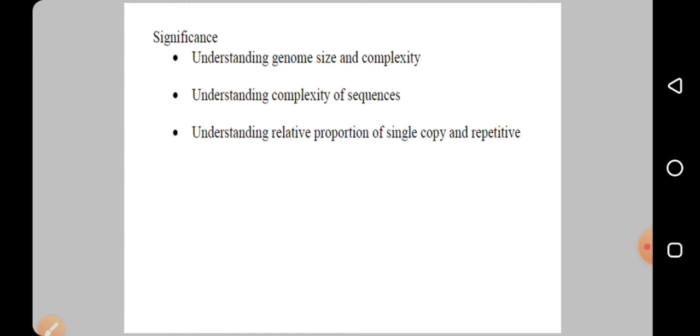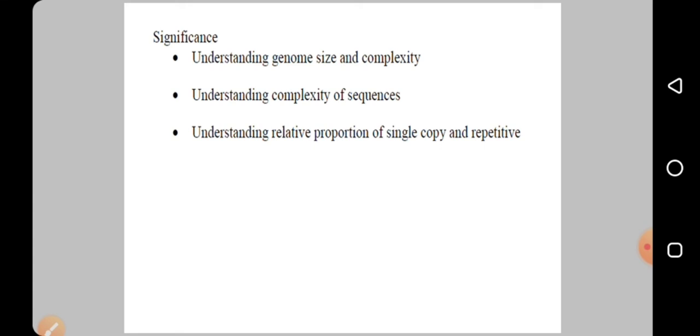How many ideas or many things you can learn just by analyzing a Cot curve or Cot value of particular DNA fragments. So this entire process completely depends on renaturation. Not on the denaturation, but on the renaturation.